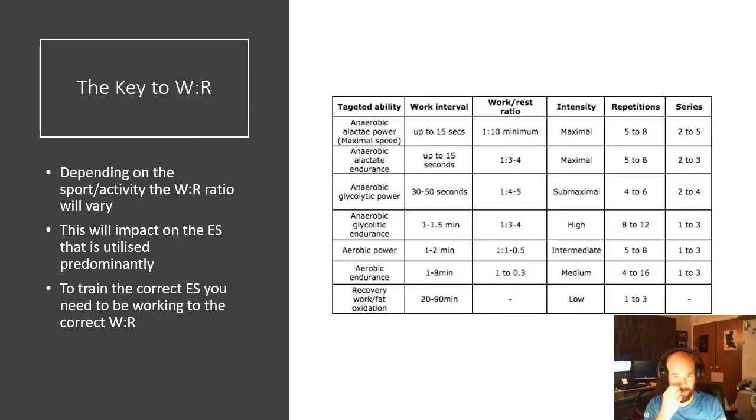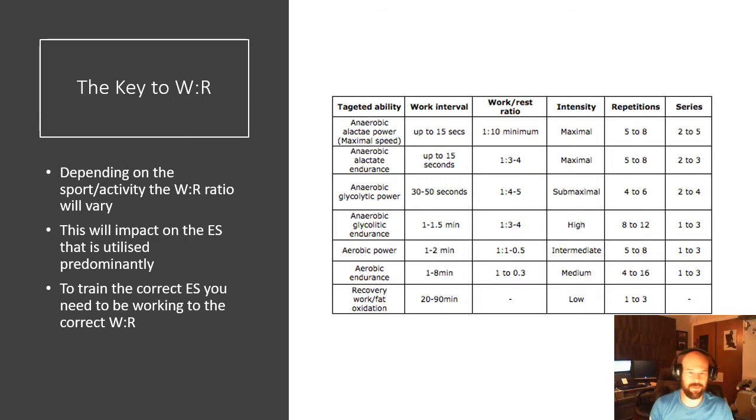So this isn't in your textbook, but we're talking about the work to rest ratio. Sometimes you'll see it expressed as W to R. Okay, so depending on the sport and activity, it's going to vary, which we've already talked about. And you can see in the table there, we're talking about the anaerobic ATP PC system. So the work interval would be up to 15 seconds, and then you might have a 1 to 10 work to rest ratio.